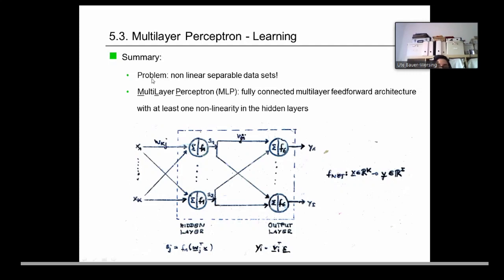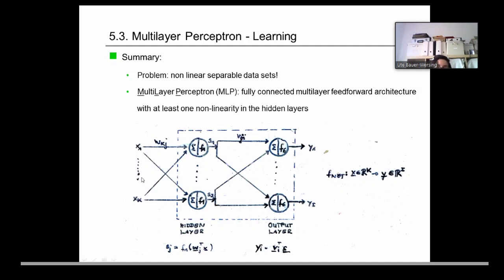So now we want to consider problems that are definitely nonlinear separable. So we want to consider nonlinear separable data sets. The multi-layer perceptron, for short MLP, is a fully connected multi-layer feed-forward architecture with at least one nonlinearity in the hidden layer. Okay, so this is again a figure depicting the architecture.